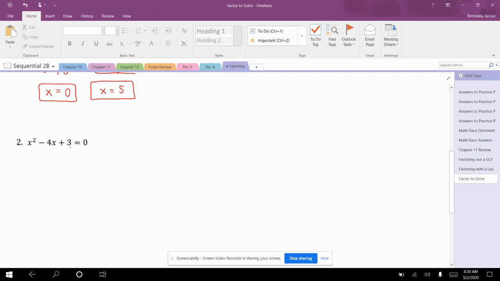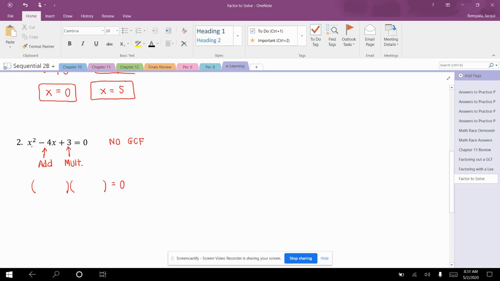The 3 doesn't have an x, so there is no GCF, which means that my next step in order to factor is to look at that last number. Because there's no number in front of the x squared, I'm just asking myself what multiplies to this 3 but adds to the negative 4. I get to create two parentheses. This still equals 0 though.